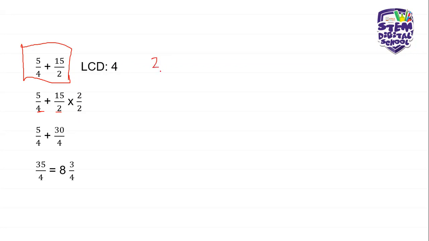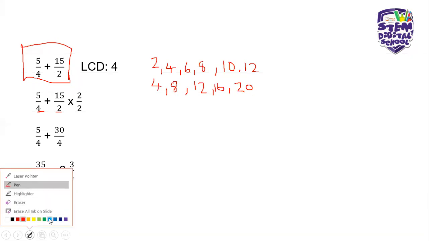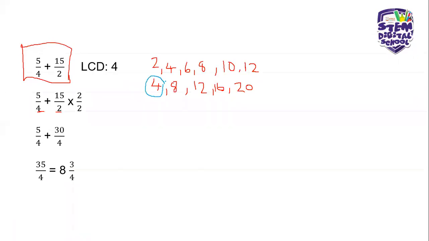But to check that, I can write down the multiples of 2. I say 2, then the next one is 4, then 6, then 8, then 10, then my dear friend, 12. Then I go to 4. It's 4, then 8, then 12, then 16, then 20. Then I look for which multiple is the lowest and common, which is 4 and 4.